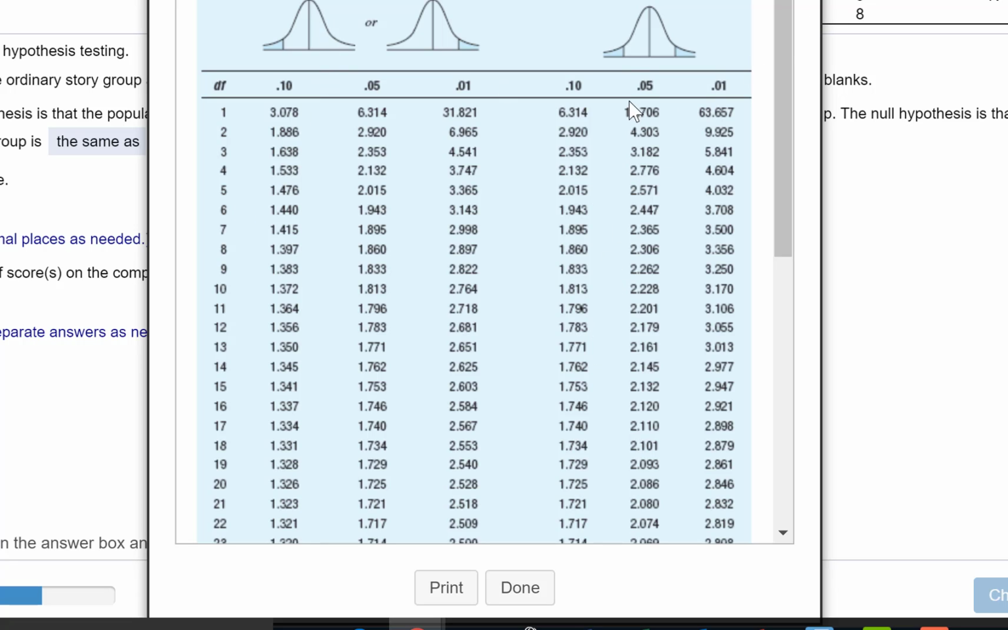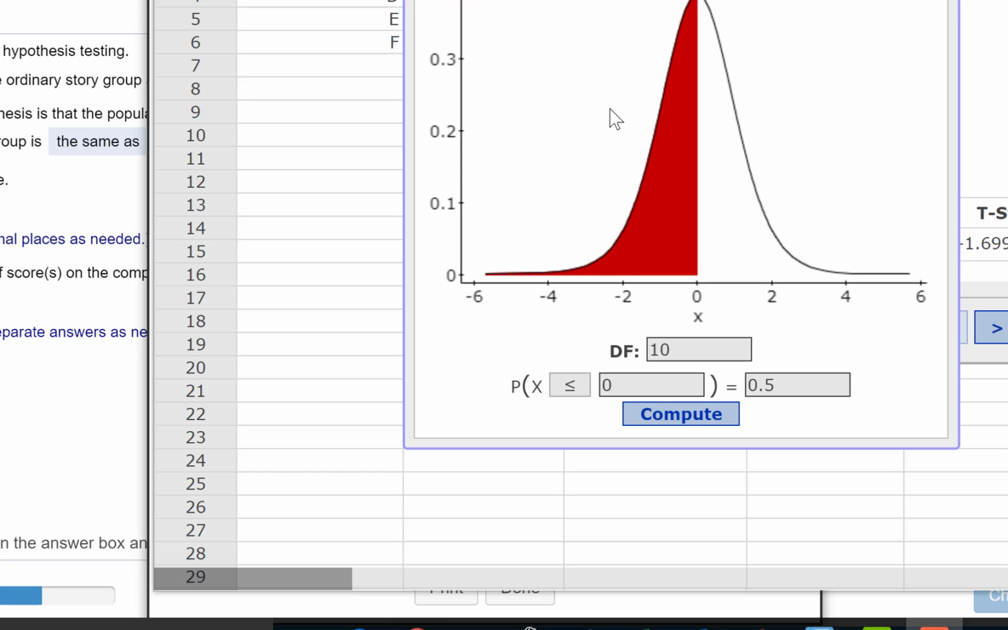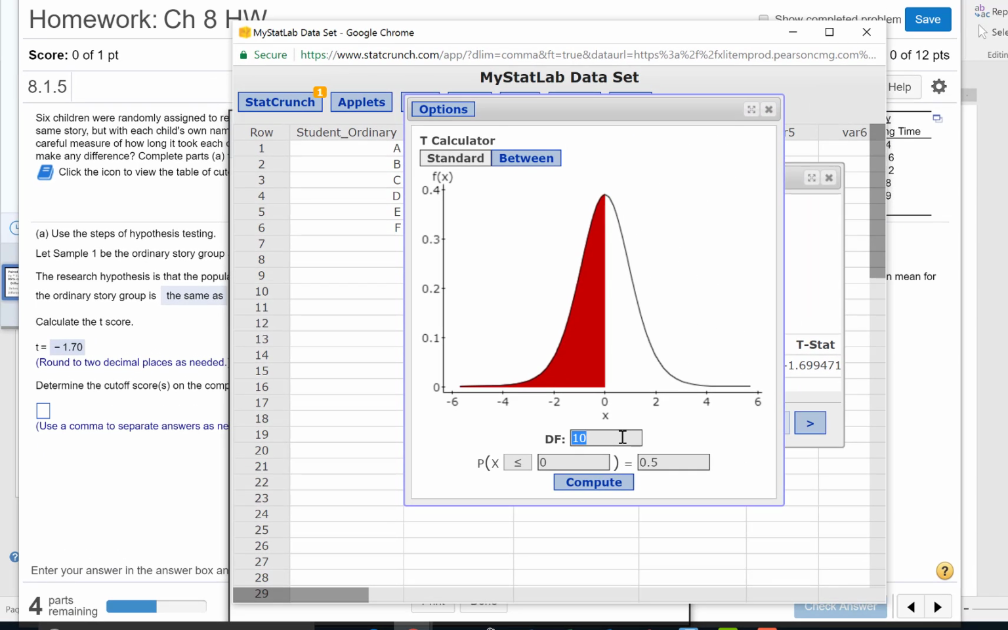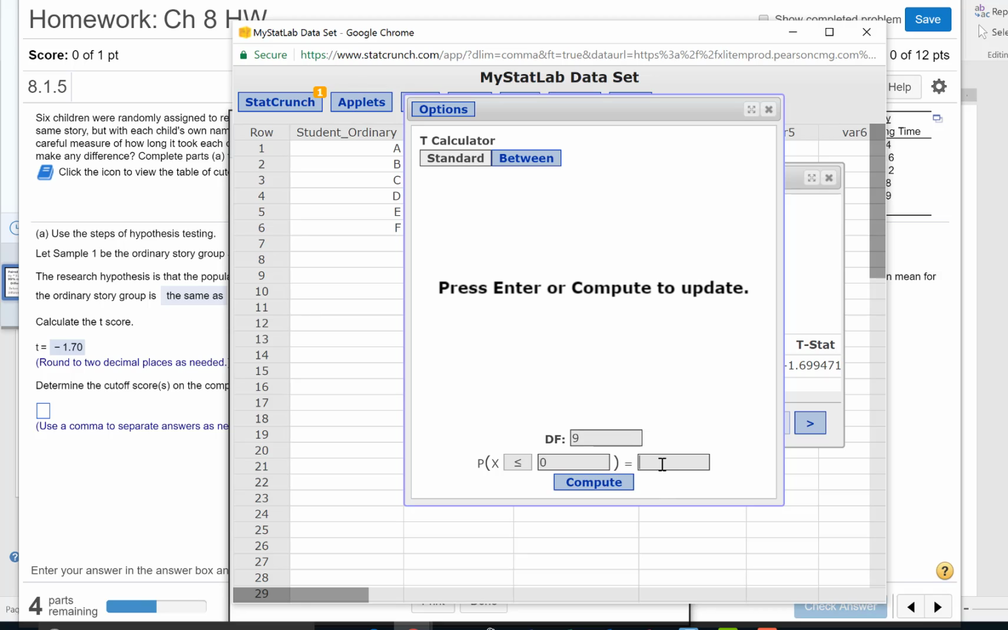And we'd actually do both of them, right? Since it's two tails, we have negative 1.833 and positive 1.833. Let me show you how to do this on the technology. There are a couple of ways to do it. So you have degrees of freedom at 9.